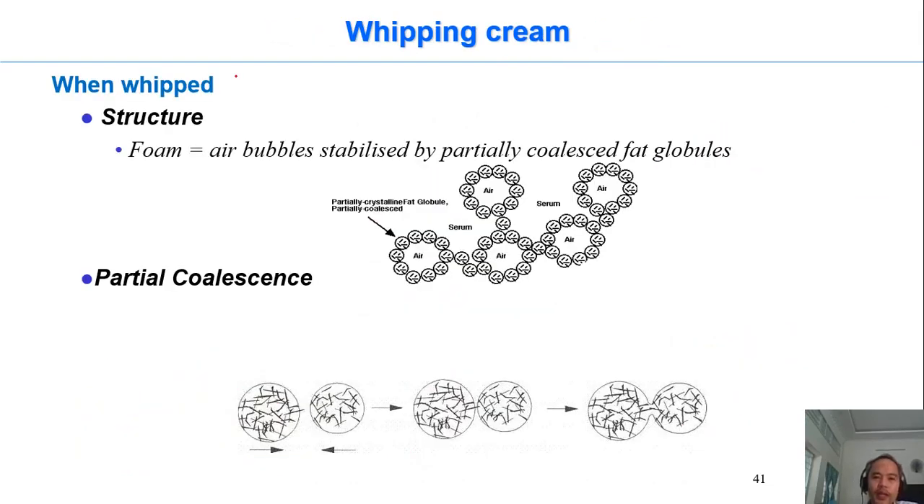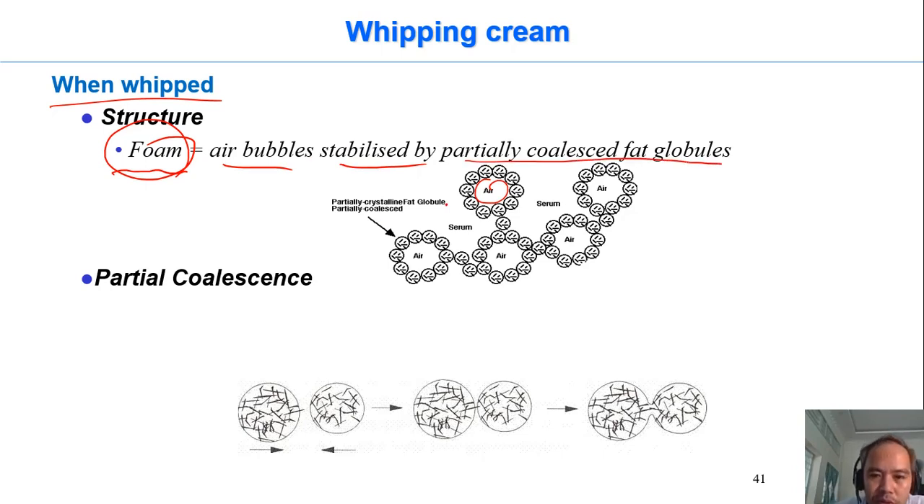So now we explain the whipping mechanism. What happens, why the volume is increased when we do whipping. When we do whipping, the foams here are air bubbles stabilized by partially coalesced fat globules. The fat globules will be partially coalesced, là nó tiếng Việt nó là liên hợp một phần.